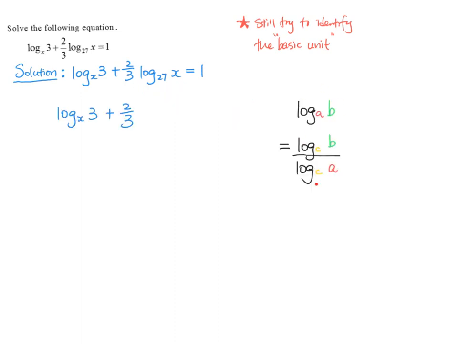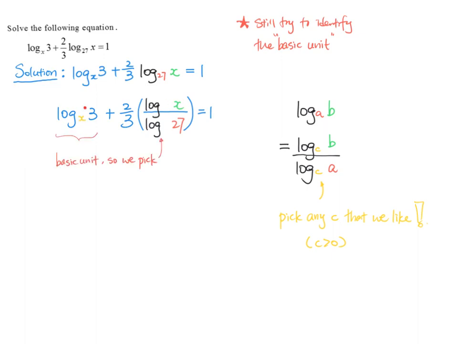Now here's a special formula that we often forget. Log base a of b, we could actually make this into a fraction of log base c of b over log base c of a. And it's a good one because it's very flexible. We could pick any common base that we like, okay, as long as the base is greater than 0. Then we could actually rewrite this into a fraction like this. Now, what base should we pick? Well, because we've identified this as the basic unit, we must pick x to be the common base, using our formula here.